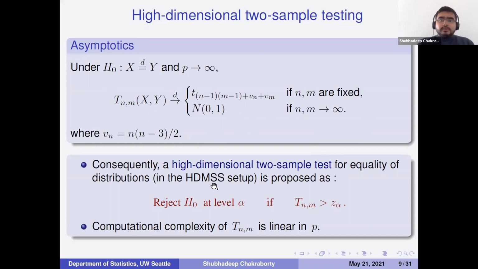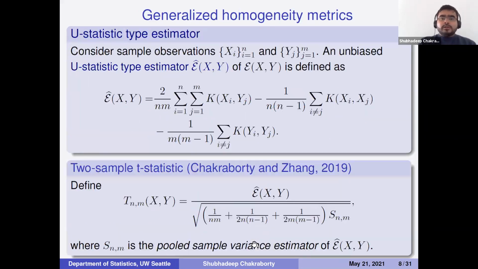Based on the limiting behaviors of our proposed two sample statistics, we propose a high dimensional two sample test for the equality of two high dimensional distributions. For any pre-specified level alpha between 0 and 1, we reject the null hypothesis if the value of this two sample statistic is bigger than the upper alpha quantile of the standard normal distribution. I should also point out that the computational complexity of our two sample estimator grows linearly with the dimension.